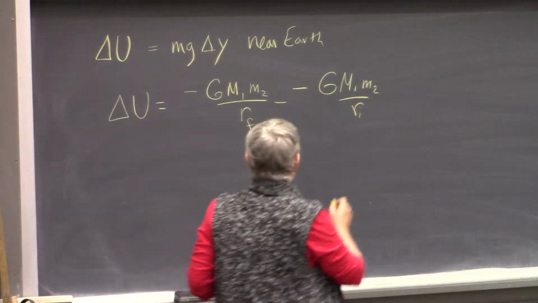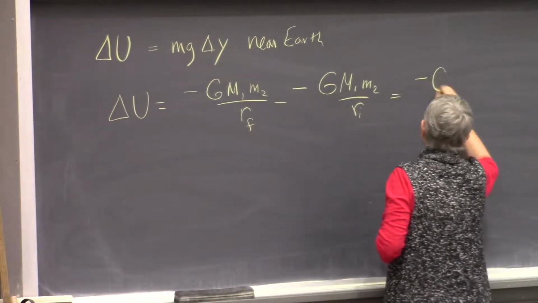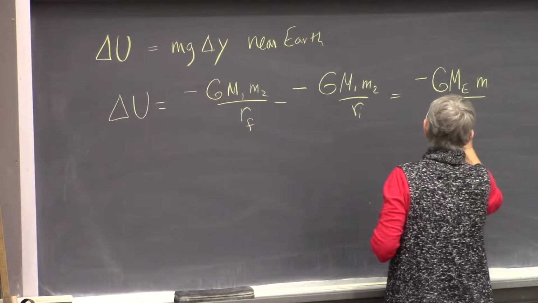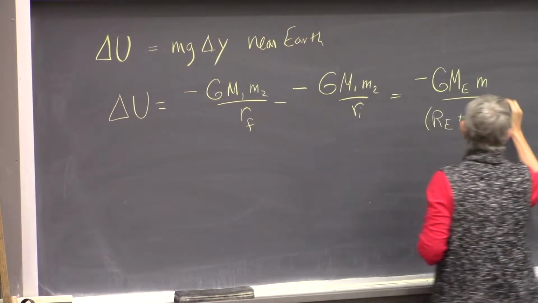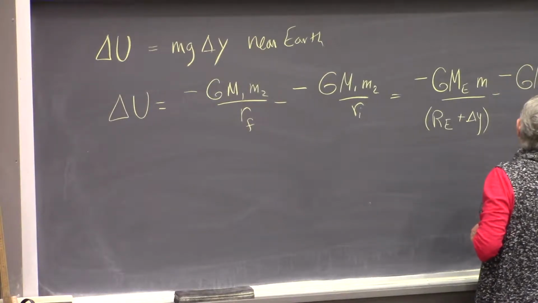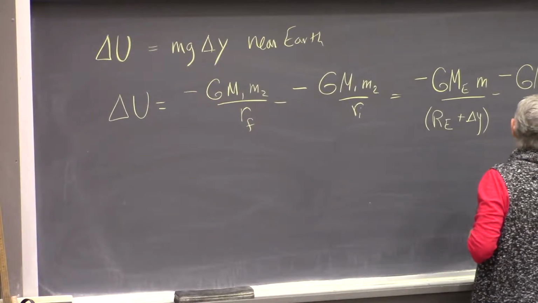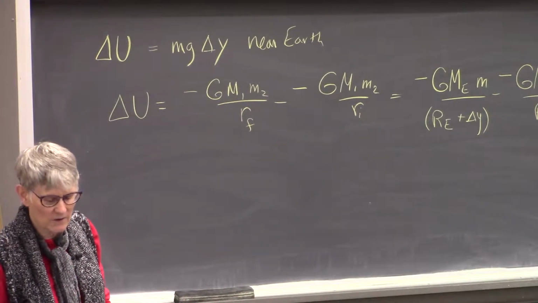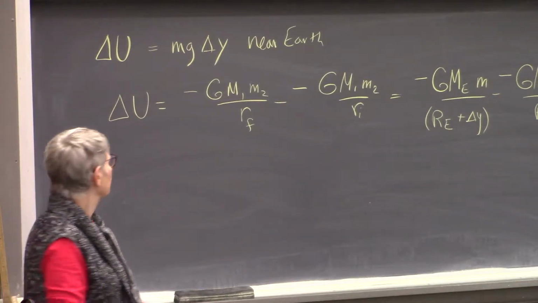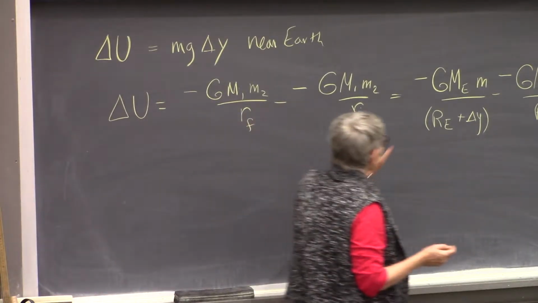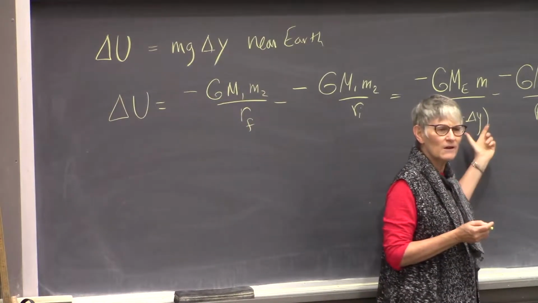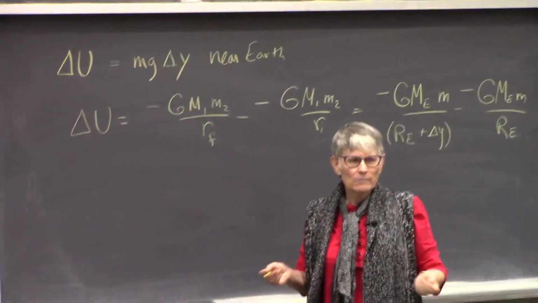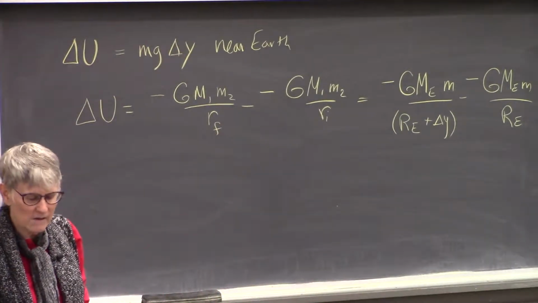And so near the Earth's surface, this would just be minus G mass of the Earth, mass of our object, over the radius of the Earth plus delta y, minus the initial term, if the object went from somewhere on the Earth to somewhere above the Earth, right? And so actually to calculate this, we'd have to do some algebra. So we'd have to find the least common denominator by multiplying this side by RE over RE, that side by RE plus delta y over RE plus delta y.